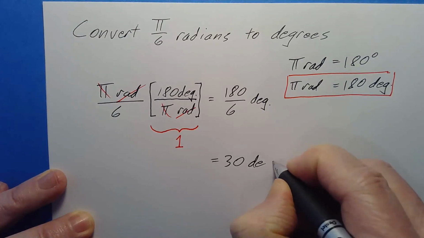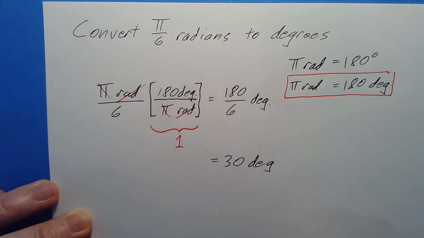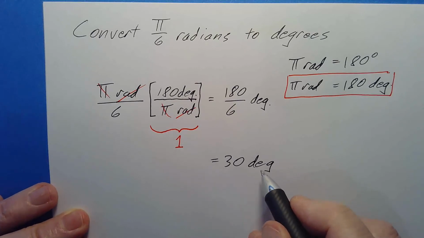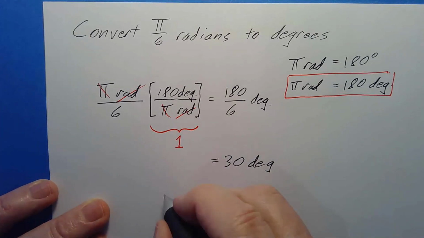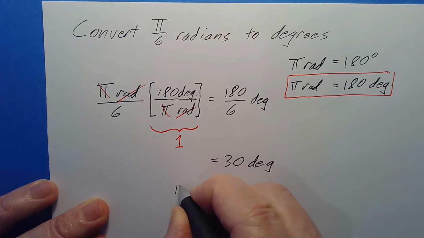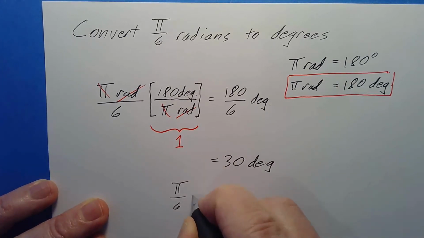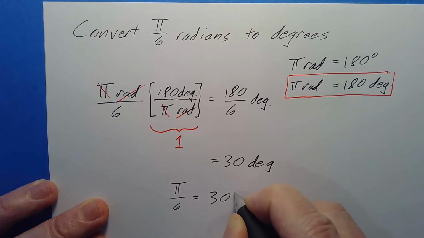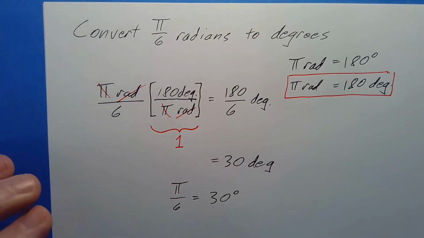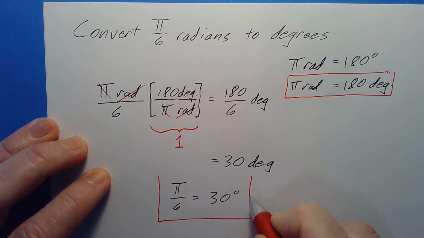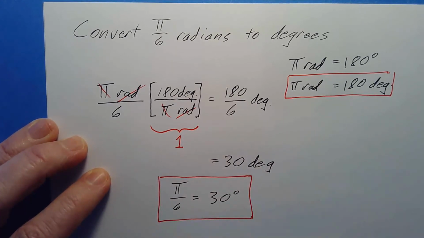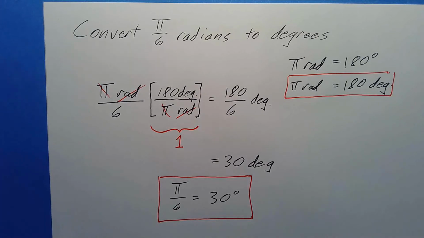30 degrees, right? Now, normally we don't actually say degrees DEG, right? I do that so it's easier to keep track of what I'm canceling. So in the end, I'd probably want to say it this way. Probably want to say pi over 6 equals 30 degrees. So my final answer would be that, right? Pi over 6 equals 30 degrees.